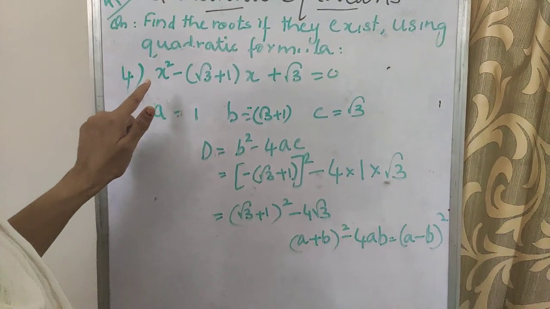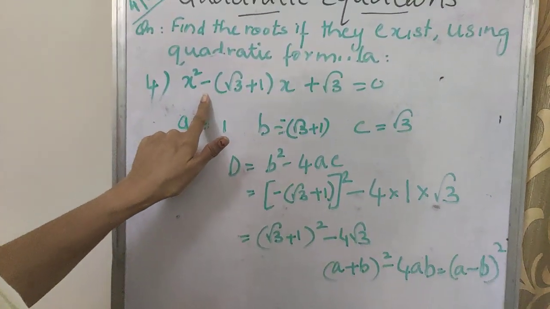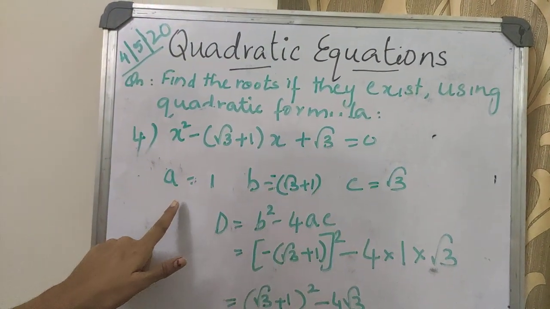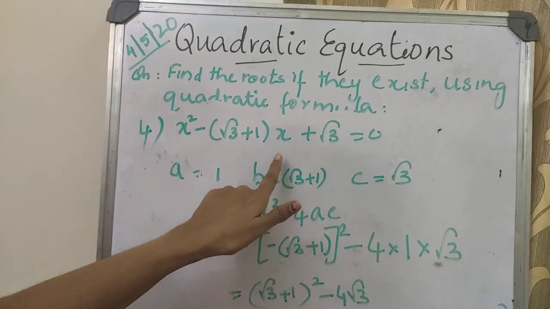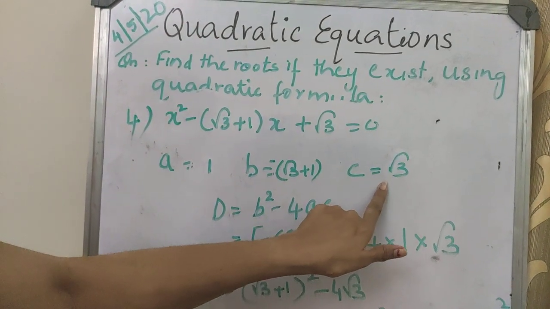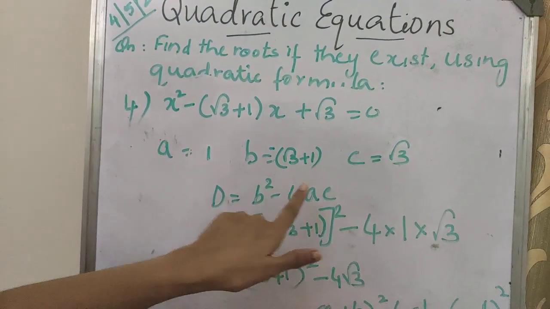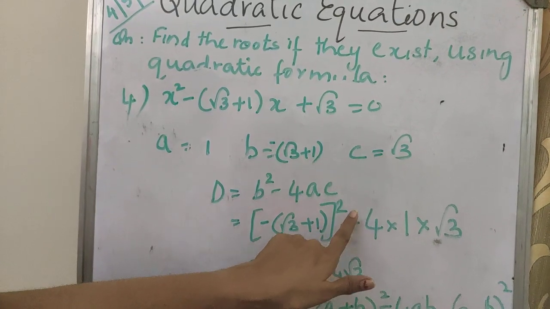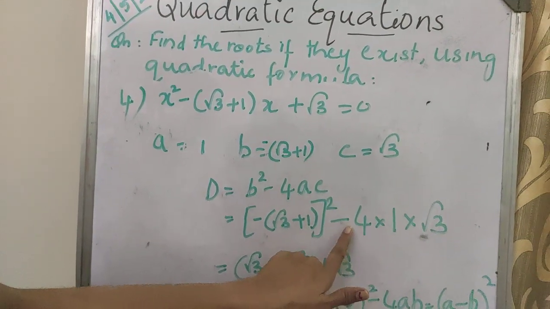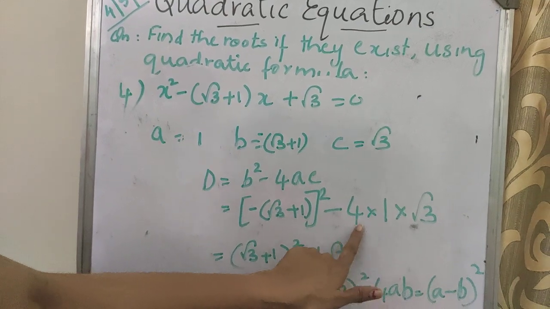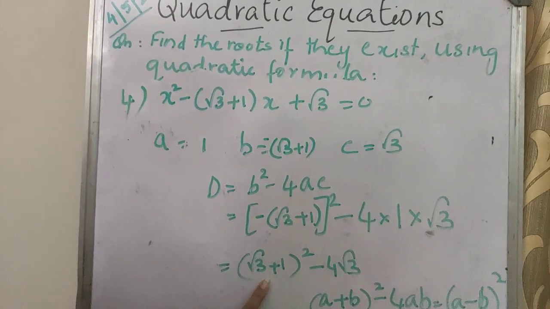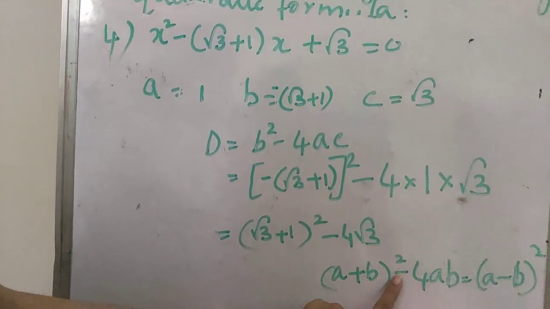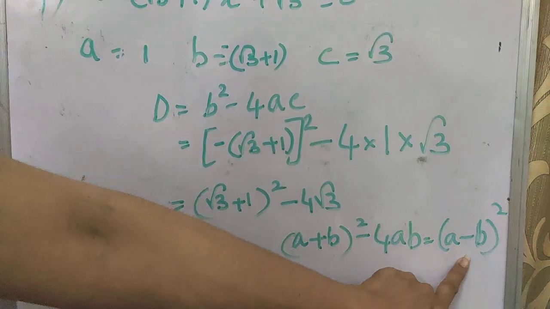Let's see another question. X square minus root 3 plus 1 into x plus root 3 equal to 0. I have written the values of a, b, c. 1. B is minus of root 3 plus 1 and c is root 3. Now I substituted, let us check here. B is minus of root 3 plus 1 the whole square. Don't expand it, children. Let's see, because one easy method comes here. Minus 4 root 3. Now, if you have seen the previous class, I have shown you a plus b the whole square minus 4ab is nothing but a minus b the whole square.